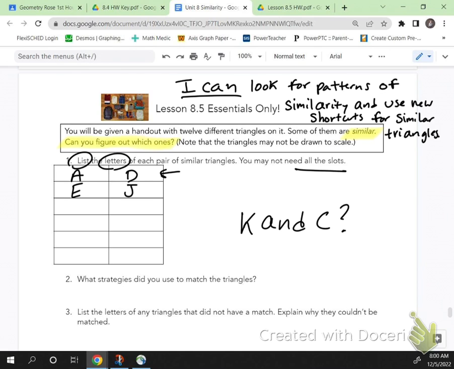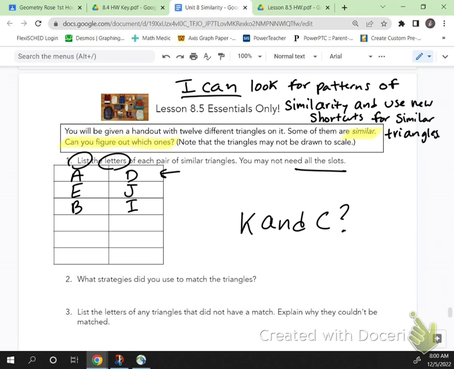B and L. 9 over 10 is equal to 13 over 14. Are those proportional? I don't know if those are proportional. Olivia, what do you got? B and I? Yeah, those are going to be proportional relationships. B and I. If you do 9 divided by 27, that's a third. If you do 13 divided by 39, that's also a third. Okay, let's keep it going.